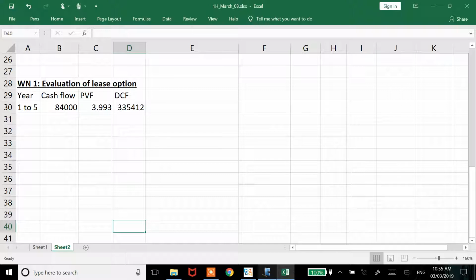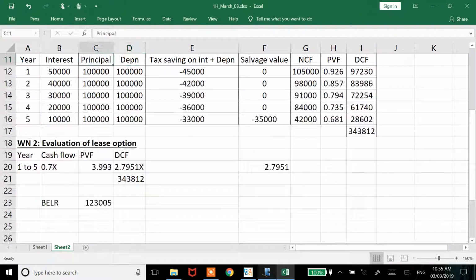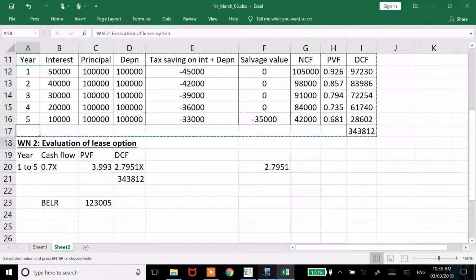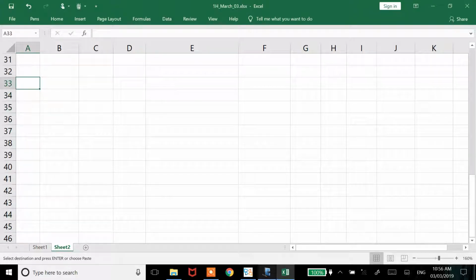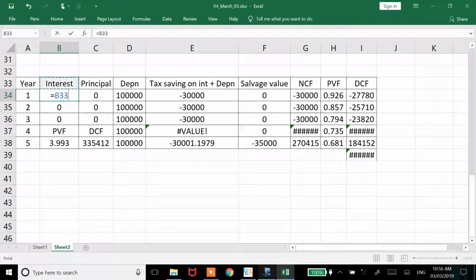1,20,000 into 1 minus tax rate. No, we assumed x as lease rent. We wrote 0.7x in the calculation, so we had assumed x to be the lease rent. In this question they have said lease rent is 120, post tax is 84,000. Okay, now listen, you guys are going to do it. What you need to do is listen for some time. Just give me a minute.